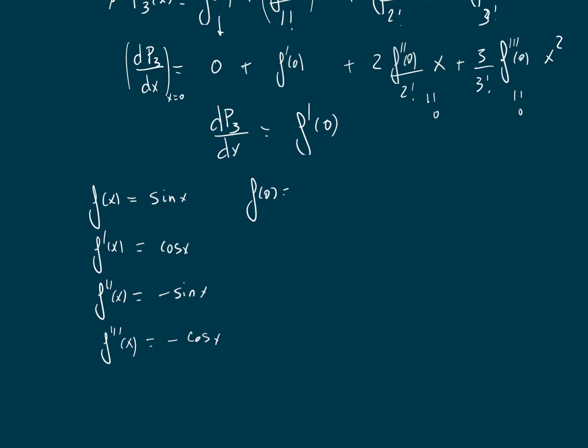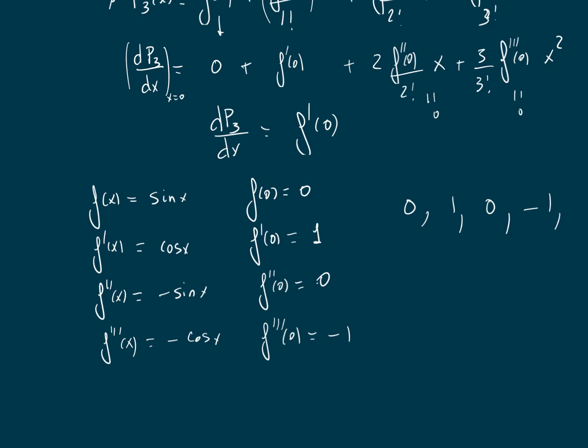F of 0 will be sine of 0, which is 0. F prime of 0 will be cosine of 0, which is 1. F second of 0 will be minus sine of 0, which is 0. And f third of 0 will be minus cosine of 0, which is minus 1. So the values of the function go like this: 0, 1, 0, minus 1, and keep repeating. If you calculate f4 of x, the derivative of minus cosine is sine of x. And what will be f4 evaluated at 0? It will be 0, sorry. So it will repeat 0, 1, 0, minus 1.